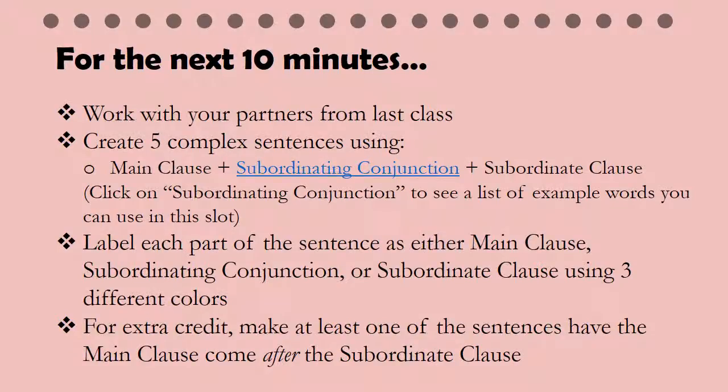Here's your assignment for today. Using the partners we had in our last class, I want you to make 5 examples of complex sentences like the ones we went over today. They will each have a main clause, a subordinating conjunction, and a subordinate clause. You can click on the link on subordinating conjunction to see a list of different words that work as subordinating conjunctions. Then, I want you to label each part of the sentence as a main clause, a subordinating conjunction, or a subordinate clause, and use different colors for each one, like in my example.